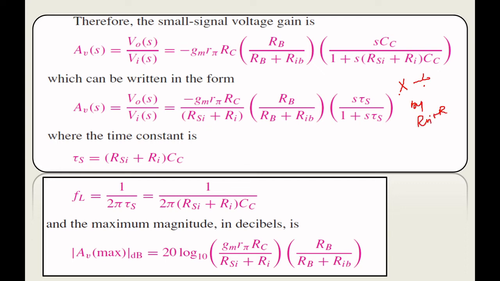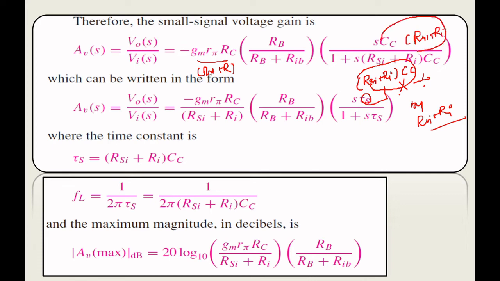Now what I am going to do is multiply and divide by the value RSI plus RI. They have multiplied here RSI plus RI into CC, and you will be getting it like this. So this whole value I am writing as tau s. I am repeating again: in this equation they have multiplied and divided by RSI plus RI, and this whole value is tau.